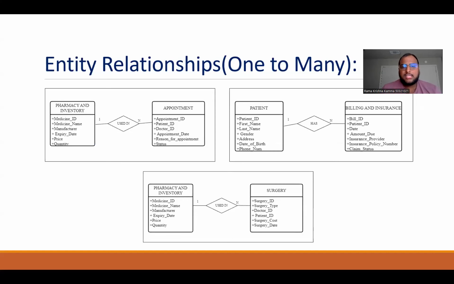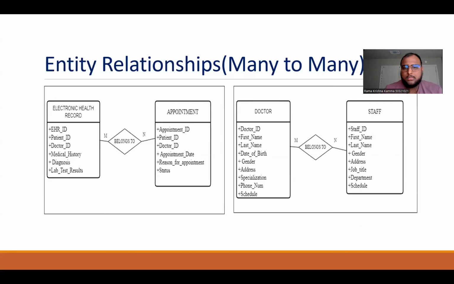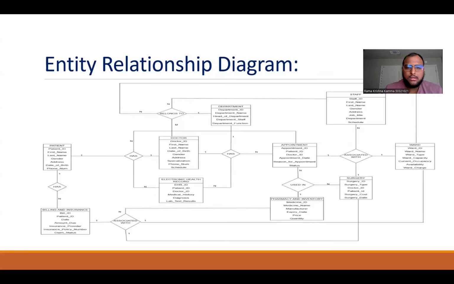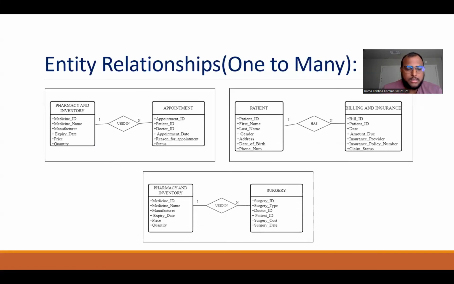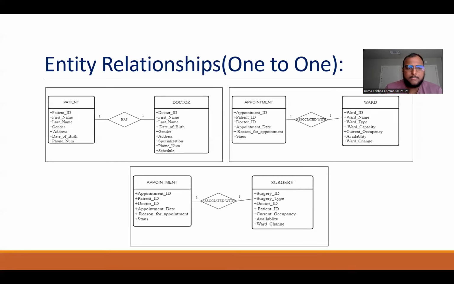And in the entity relationship, we have one-to-many relationship, one-to-one relationship, and many-to-many relationship. Coming to one-to-many relationship, pharmacy and inventory is used in multiple appointments, and patient can have multiple billing and insurance. Pharmacy and inventory has multiple surgeries. Surgery has multiple staff, patient has multiple health records, and department has a number of wards.